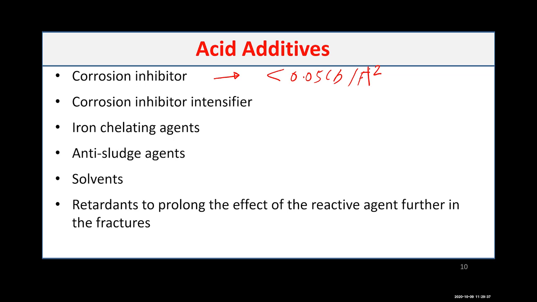And check how much weight loss per surface area of the sample that you have. And the value needs to be less than 0.05 pound per square feet. Do you know how much thickness we are losing from the tubing for this amount? Can anyone guess how much thickness of the tubing is lost by 0.05 pound per square feet? How much thickness at the end of the treatment?